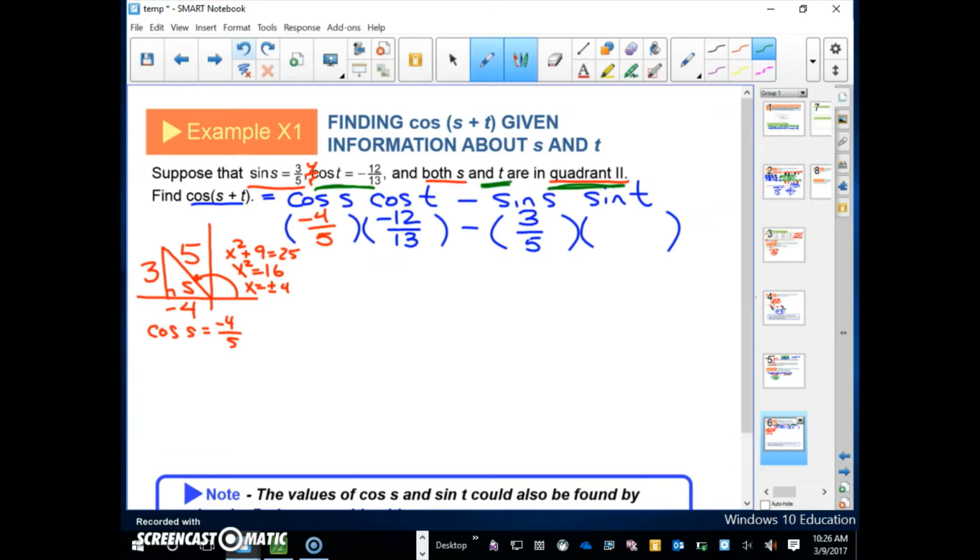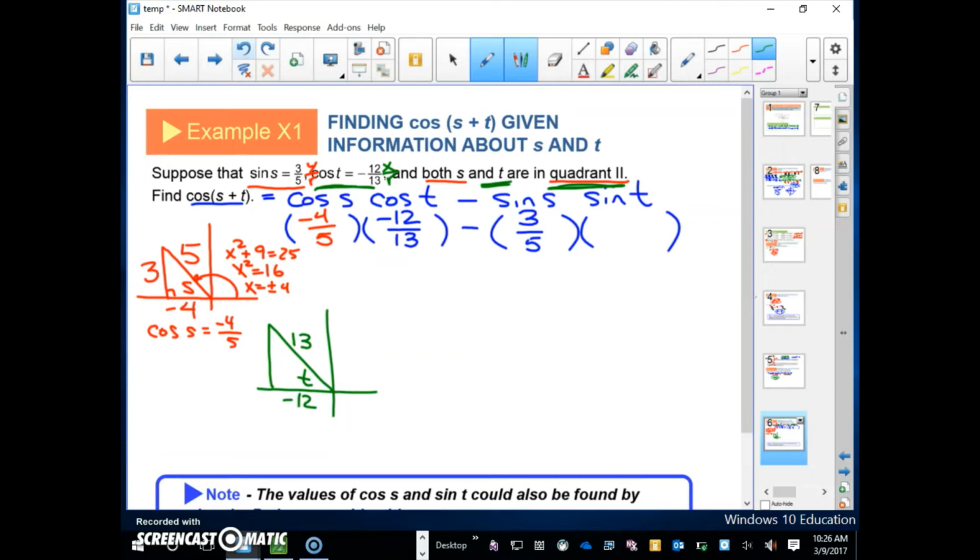So I'm going to draw a different picture, a different picture of T in the second quadrant. So pretty much do the same thing. Now notice what they gave me this time. They gave me cosine, and I know cosine is x over r. And so my x over r looks like that.